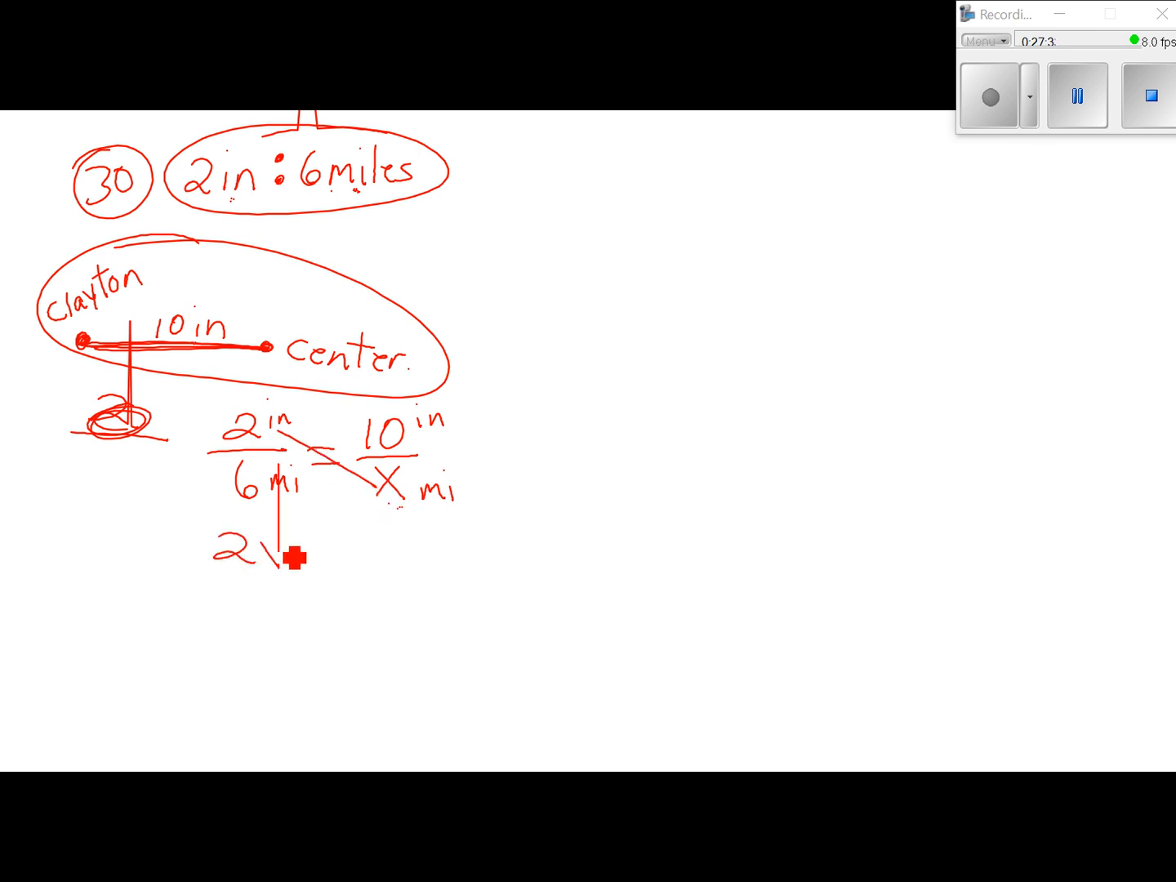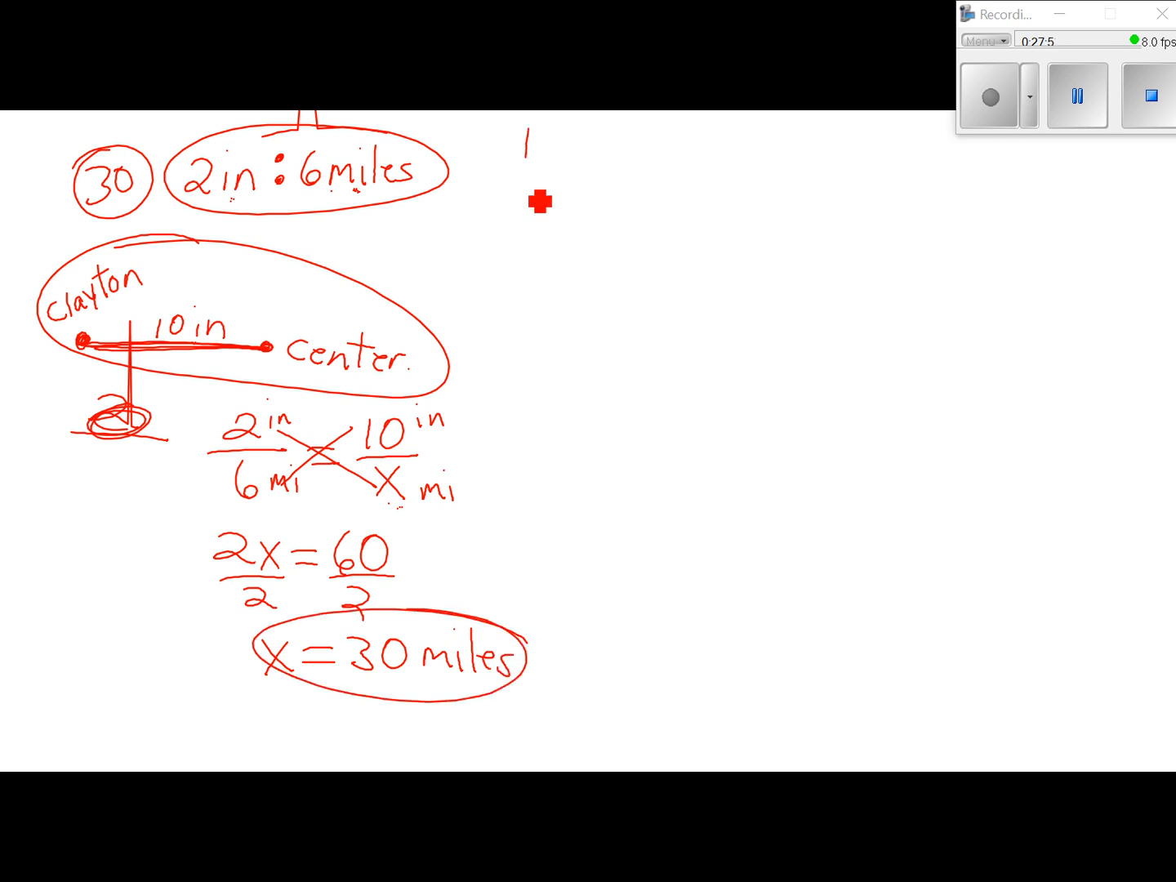So we got 2 times X, and we don't have to change them all. Set up. Cross multiply this way, that's 60. Divide by 2, divide by 2. You end up with X equals 30. And remember, this is in the real world, so the 2 cities are 30 miles apart.